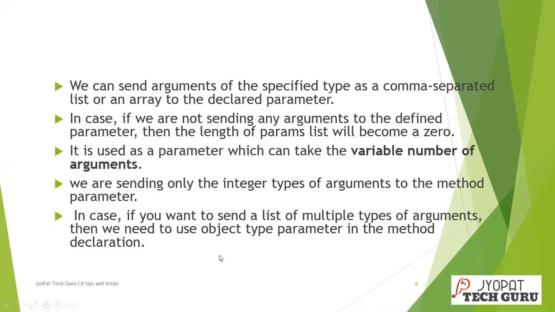If you have an integer set, then using a single dimensional array you can declare int[] and give the array name. If you have multiple types of arguments, then you need to use object. So using an object array, you can send multiple types of arguments.